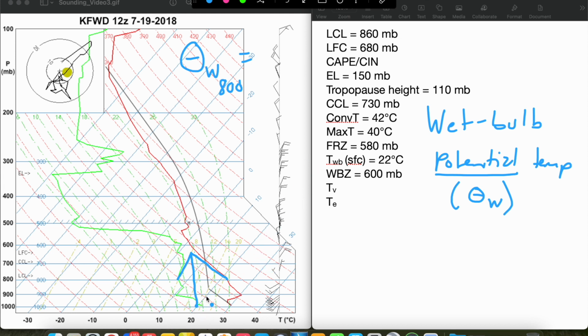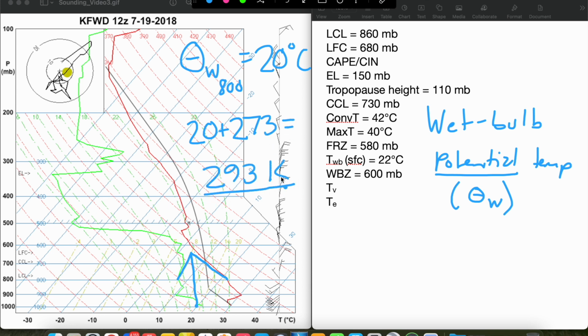It looks like it's right on the 20 degree isotherm. So nice and easy, 20 degrees Celsius converting to Kelvin, 20 degrees Celsius plus 273 equals 293 Kelvin. Theta-w at 800 millibars. Again, not used that often. Equivalent potential temperature is used a lot more often, as it's probably the most widely used of these variables that we've talked about in this video in terms of the temperature variables, at least in forecasting severe weather.